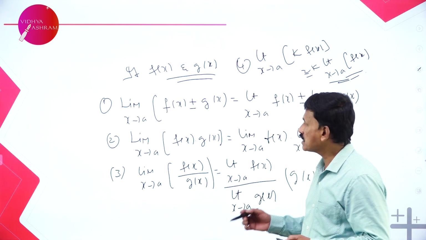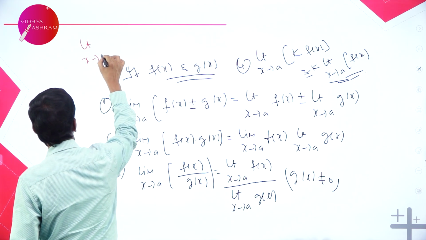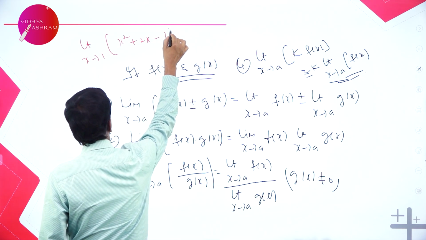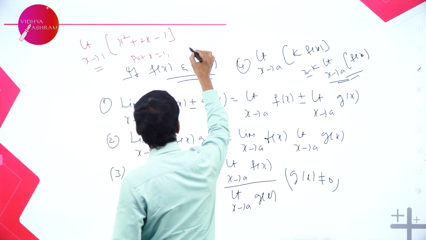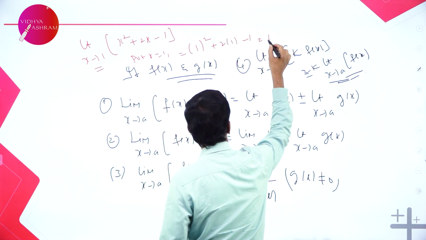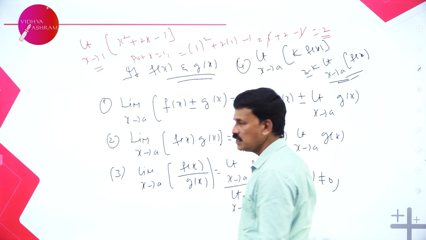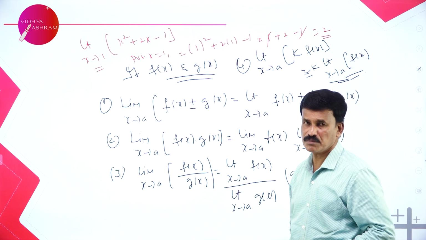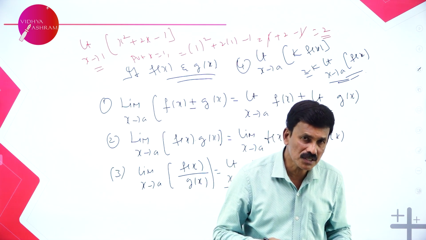Now, for example, let us consider evaluating the limit x tends to 1 of x square plus 2x minus 1. This can be evaluated by just putting x is equal to 1. If you put x is equal to 1, then we get 1 square plus 2 into 1 minus 1, that's equal to 1 square is 1, plus 2 minus 1, minus 1 plus 1 gets cancelled, that's equal to 2. So using these algebra of limits, we can evaluate any limits. These are the few formulas which we are going to use to evaluate the limits.